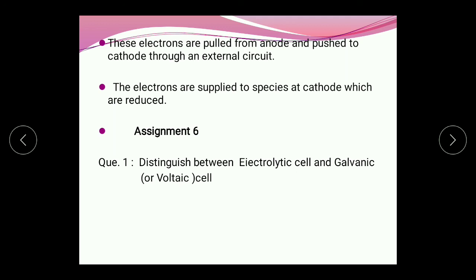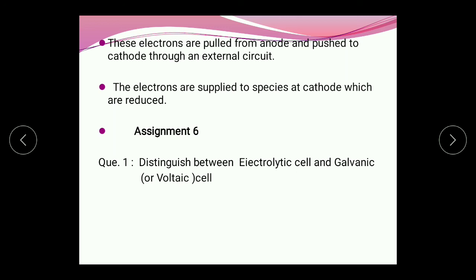The first and most important: in electrolytic cell, electrical energy is converted into chemical energy, while in galvanic cell, chemical energy is converted into electrical energy. In electrolytic cell, anode is positive; in galvanic cell, anode is negative. In electrolytic cell, cathode is negative, and in galvanic cell, cathode is positive.